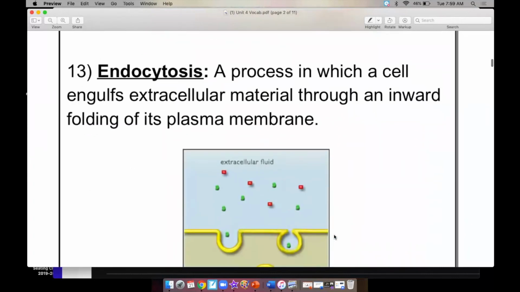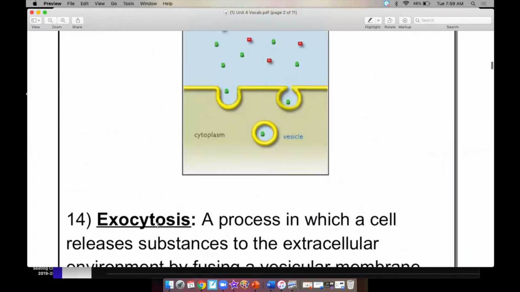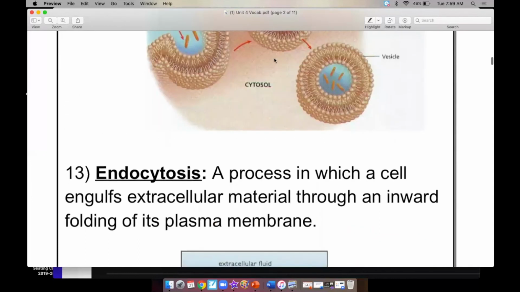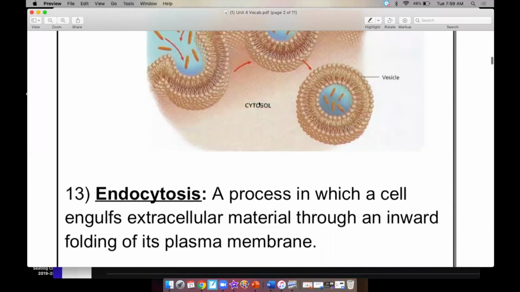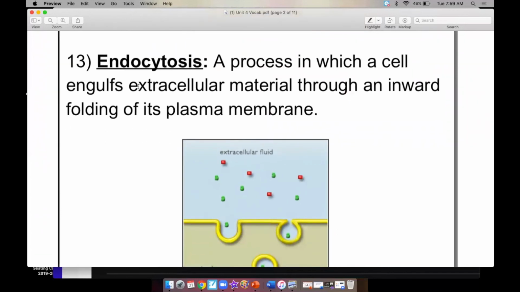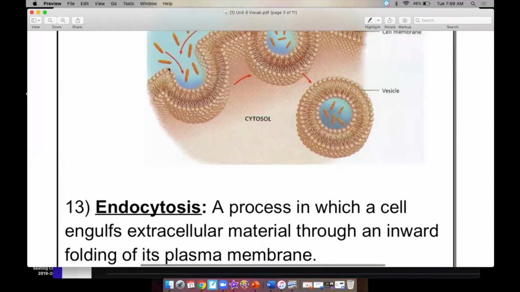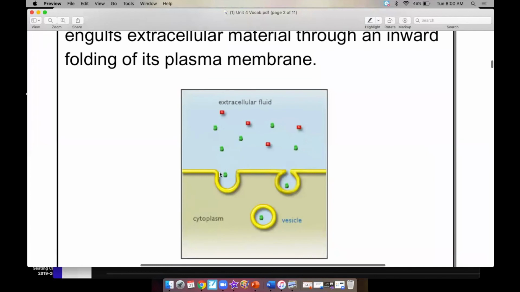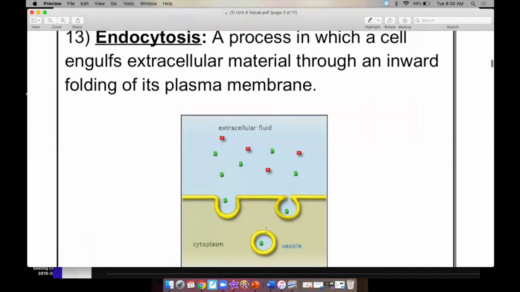We move things around. And 13 and 14, endocytosis and exocytosis go together. Cytosis means moving around the cytoplasm, right? The liquid goop that this bubble is floating in, it's called the cytoplasm, right? Endocytosis means entering the cytoplasm. Endo, enter, inside. A process in which a cell engulfs extracellular material through an inward folding of the plasma membrane. Right? This is a picture of endocytosis. The particles go to the cell membrane, it bends inward, engulfs it, and pinches off, and now you have a vesicle. That's endocytosis.